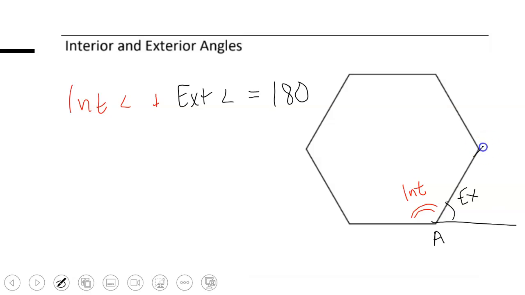So at each vertex, I would extend the side out to form that exterior angle. And each one of those exterior angles would form a linear pair with the interior angle that is adjacent to it.